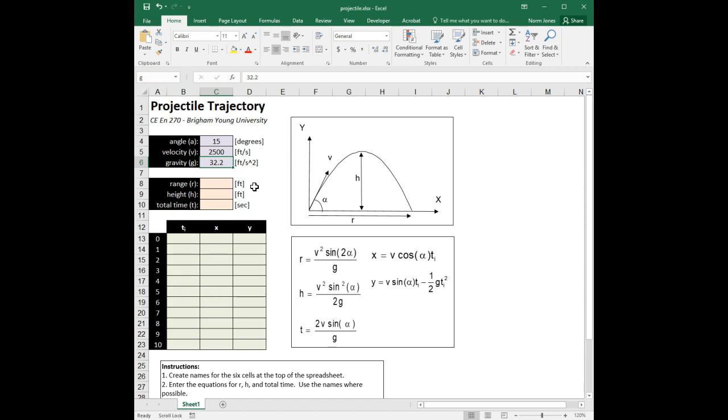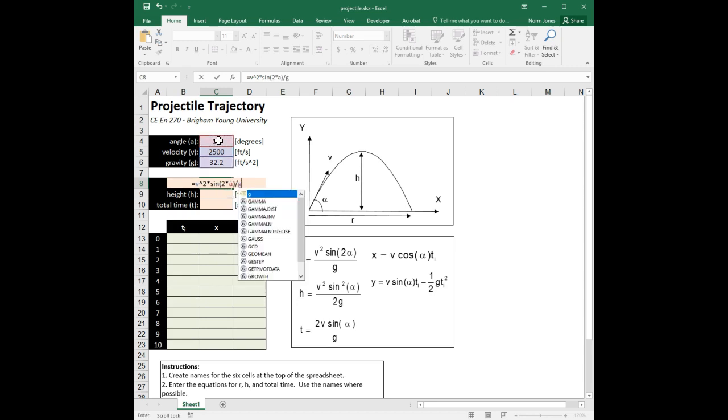All right. Now, let's see down here for the range. If I want to refer to those cells, I can say equals. Now instead of doing C5 squared, I can just say V squared. And to square something, you do caret 2. Caret is shift 6. V squared times the sine of 2 times alpha. Now I'm going to just type it this way for now. Divided by G. And now I'm going to hit enter.